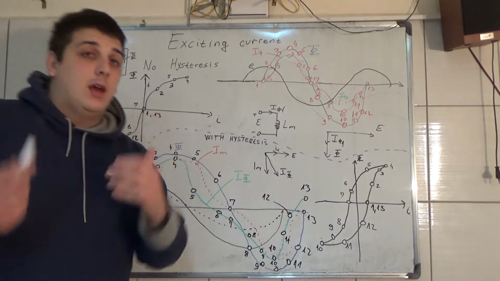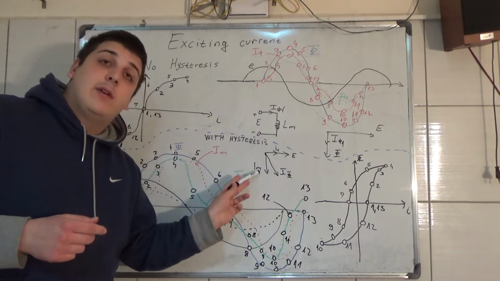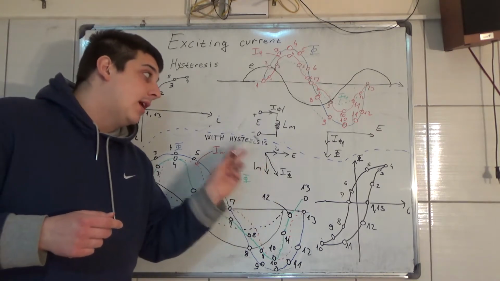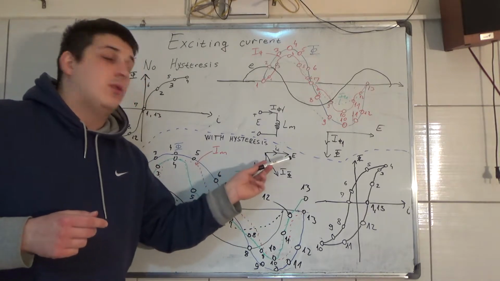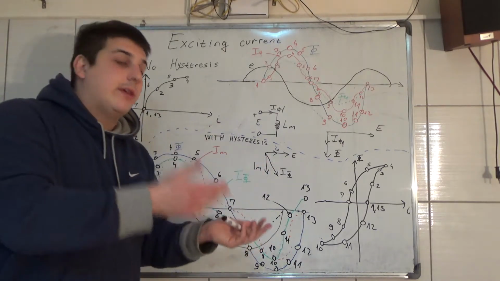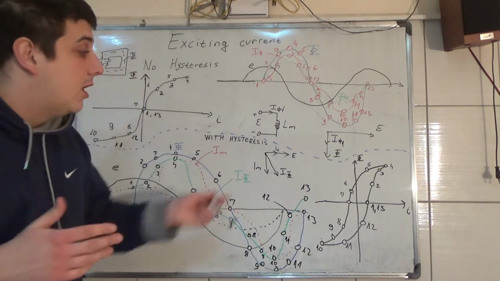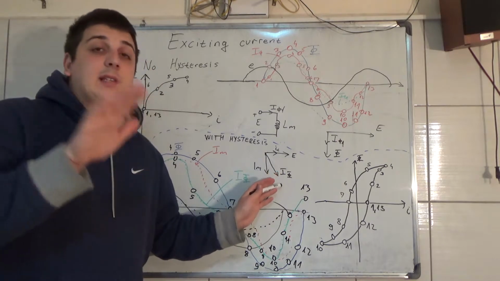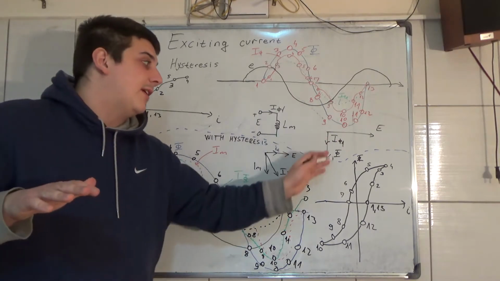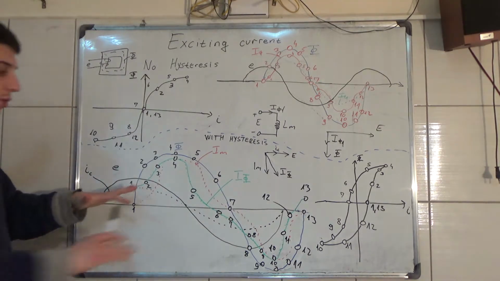So when we have hysteresis, we have one magnetizing current, and we have one current that is in phase with the induced voltage, and it is called the core loss current. Now the exciting current is a little bit different. It's not in phase with the flux. Now let me just show you all this step by step.